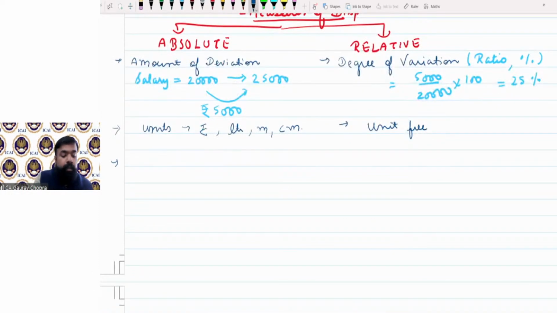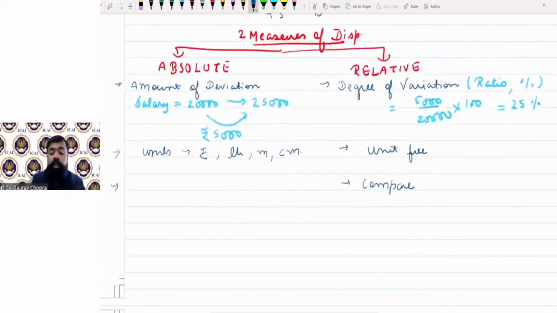Then the next one. Now relative measure is used for comparison. जब भी हमें compare करना है, then we use relative measure. Let's say in the first example हमने उसको compare करके percentage में निकाला. So percentage shows कितना variation हुआ है, हमारी salary hike कितना हुआ है. So using this percentage we can estimate the salary increment is good or not.